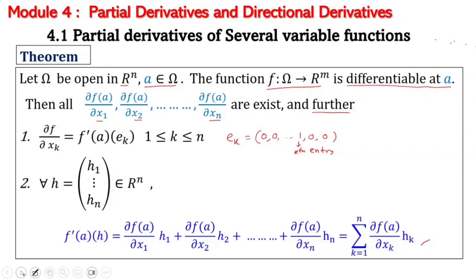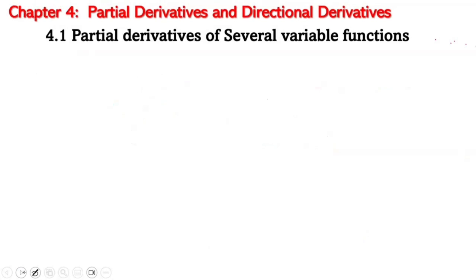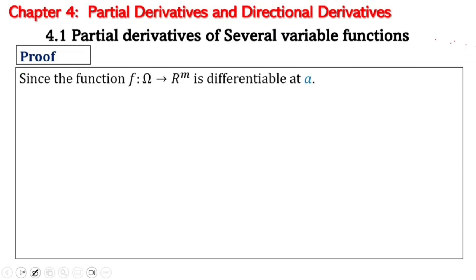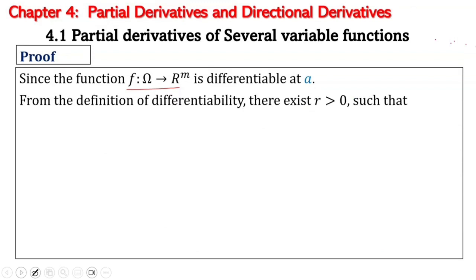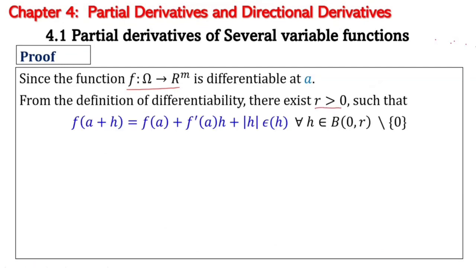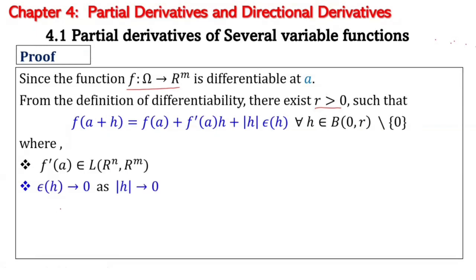So now we are going to prove this theorem. Since the function is differentiable at a, from the definition of differentiability, there exists r greater than 0 such that f of a plus h is equal to f of a plus f dash a h plus absolute value of h epsilon h for all h belongs to B(0, r), where f dash a is linear from Rn to Rm and epsilon h tends to 0 as h tends to 0.